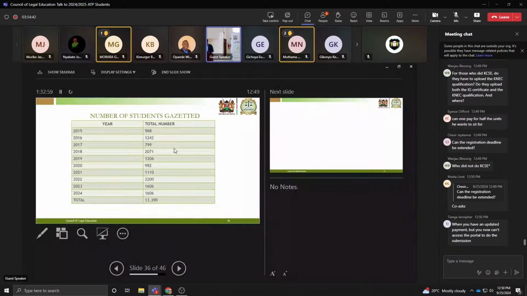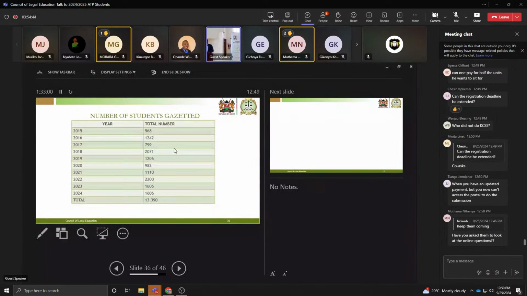Which email did you use? And by the way, that email has an S at the end. We find students writing examinations at cle.or.ke. It's examinations, so if you don't add the S, it will not reach us. So just check if it has an S at the end, and those are things that we will address and which we actually respond to.